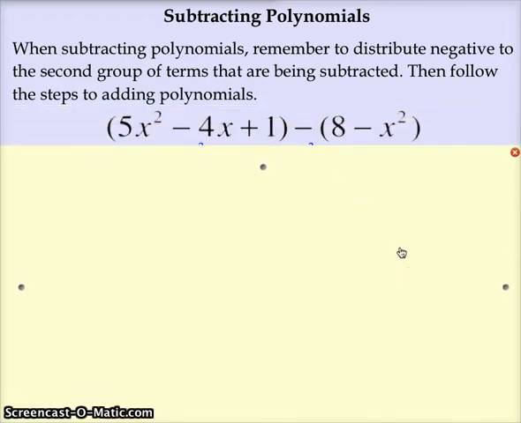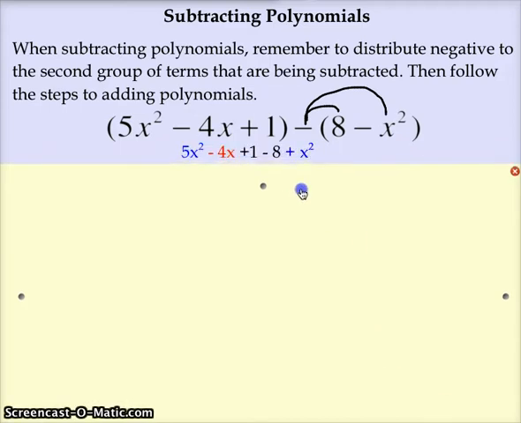So here's an example. 5x squared minus 4x plus 1, minus the quantity 8 minus x squared. Now it's not just 8 that's being subtracted, and it's not just negative x squared that's being subtracted. So it's very, very important that you distribute this negative sign because this will change your answer a lot. Now you can remove the parentheses after you distribute, and you have 5x squared minus 4x plus 1. Then you end up with negative 8, and a negative makes positive x squared.